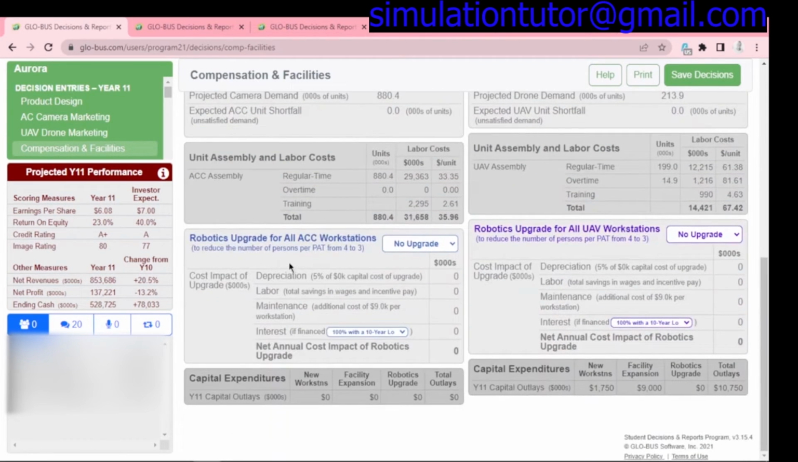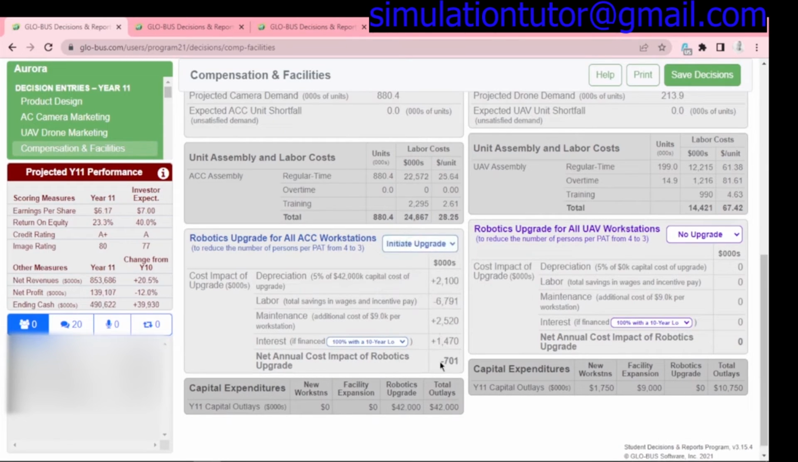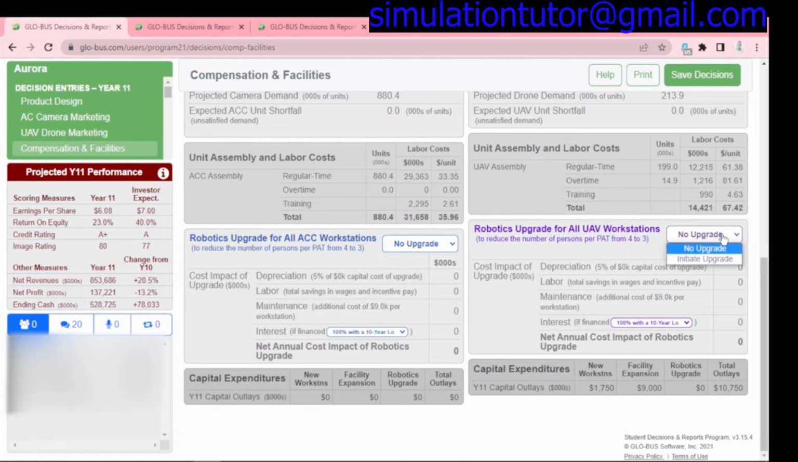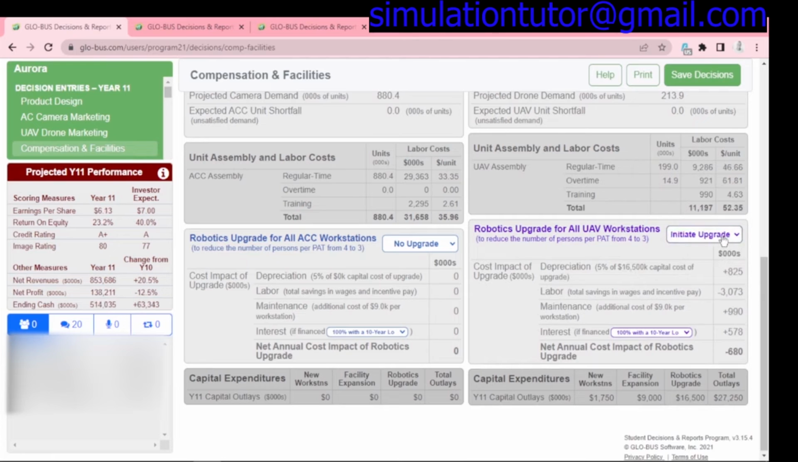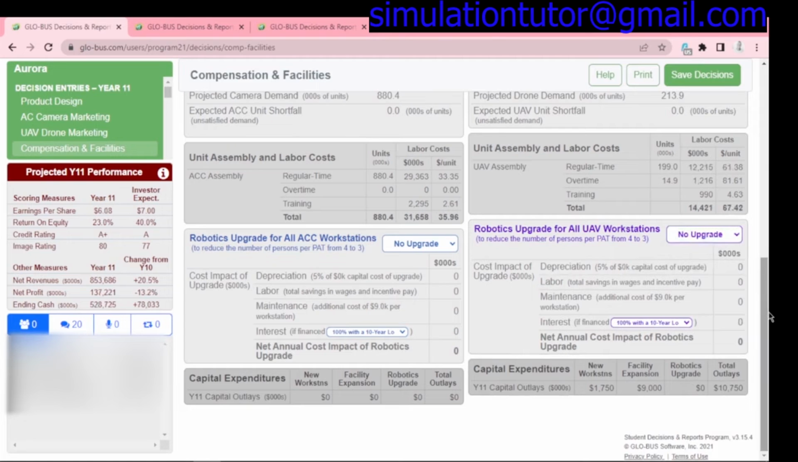Robotics upgrades are important in enabling you to save on costs of production, but you should only initiate a program if the net annual cost impact is about negative 1,000. For this case, initiating the upgrade gives us a net annual cost impact of negative 700. So I don't think with such a figure I'll initiate the upgrade, so I'll just choose no upgrade. We have the same issue with the UAV drone, so I'll not initiate an upgrade, so I'll leave it that way.